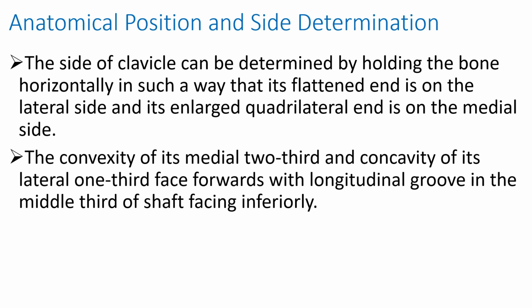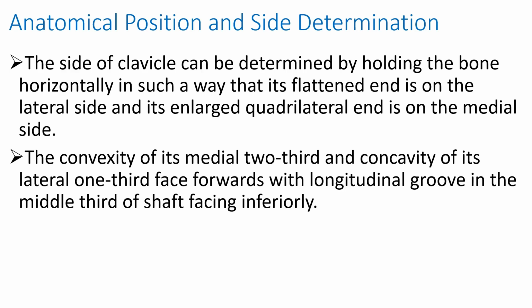Then the anatomical position and side determination. The side of the clavicle can be determined by holding the bone horizontally in such a way that its flattened end is on the lateral side and its enlarged quadrilateral end is on the medial side. So this basically helps you in determining the anatomical position and the side of the clavicle. For example, if you are told to sight the bone, that is, you say whether it is the clavicle of the right side or the left side.